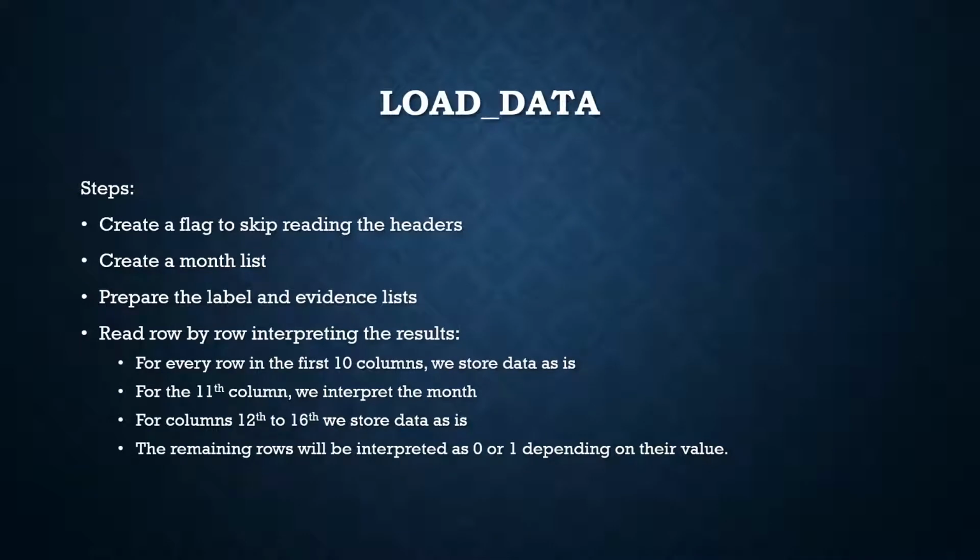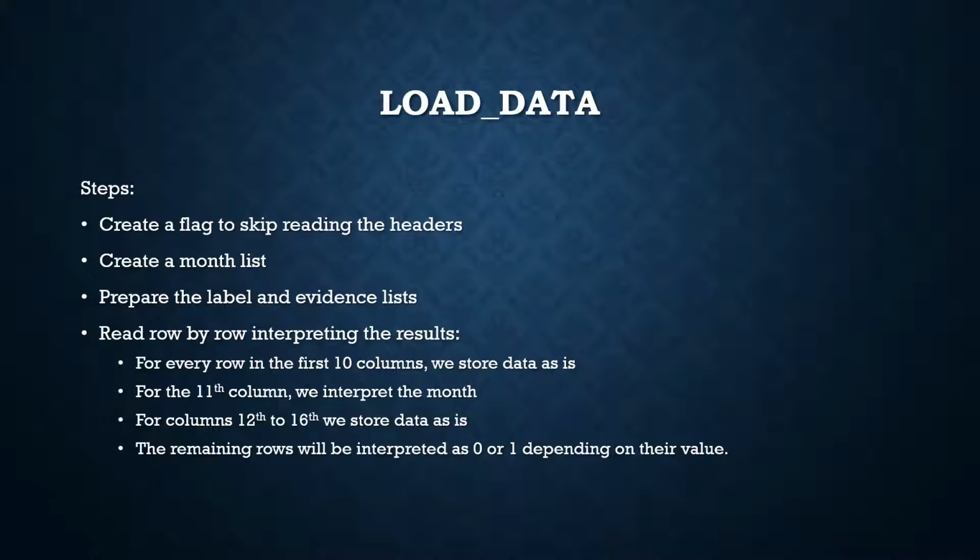So the steps were creating a flag to skip reading the headers, and then creating a month list so I can store the number of months instead of storing February. We store 1, for example, which is the second position of our month array. And we also prepare the label and evidence lists by declaring them. And then we read row by row, interpreting the results.